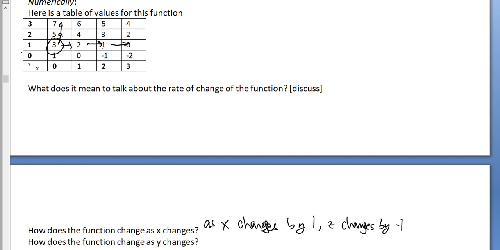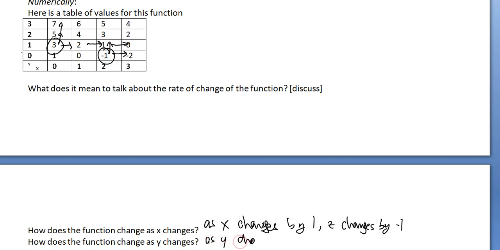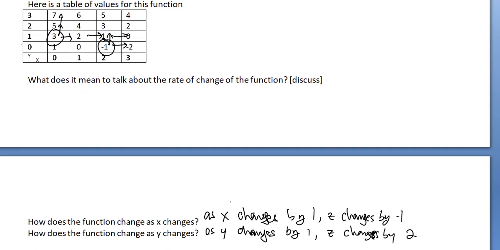It doesn't matter where we start, starting from this point over here. As x increases by 1, the function decreases by 1. Over here, as y changes by 1, the z value changes by 2. So let's just fill that in for the y change. So as y changes by 1, z changes by 2. So for this particular function, we've actually got a nice way to talk about what the rate is. And that's from the numerical representation.